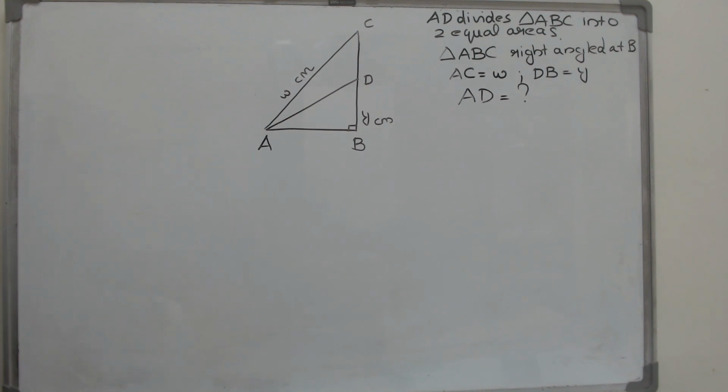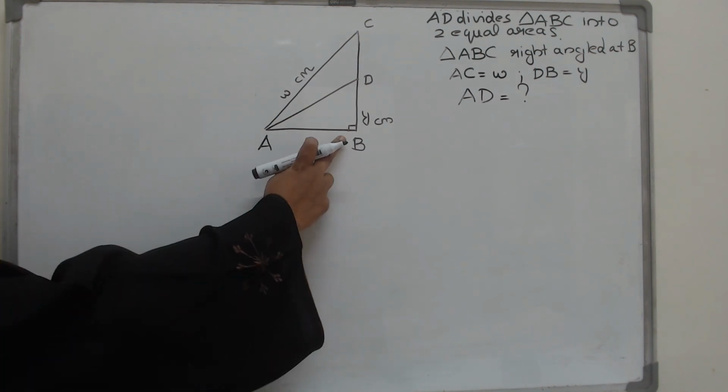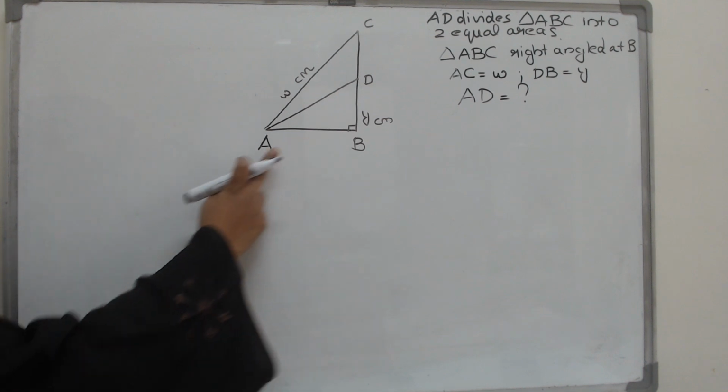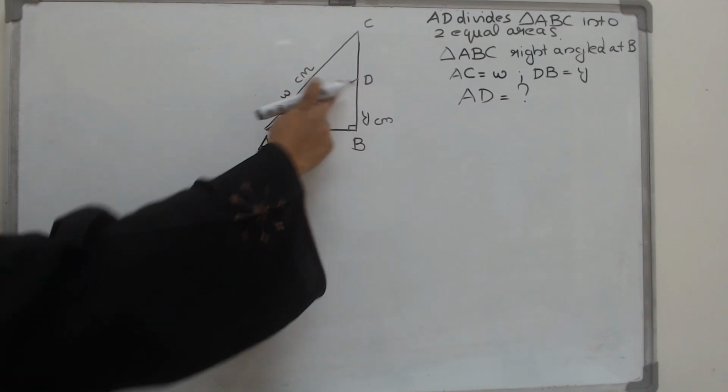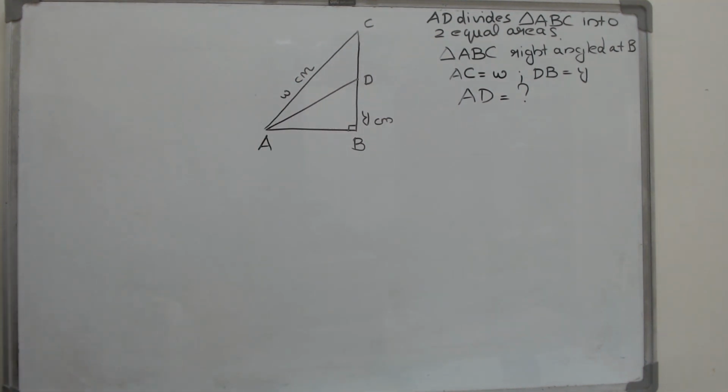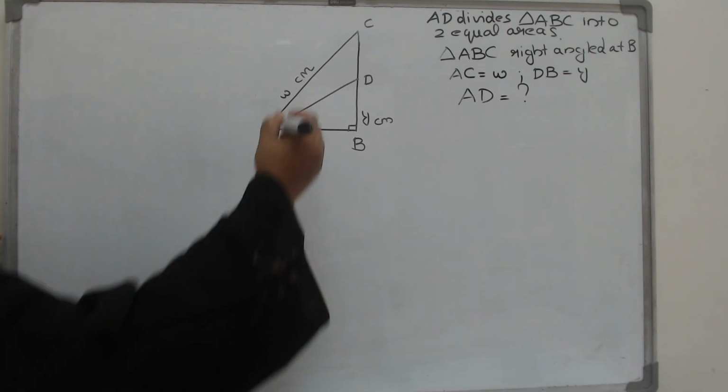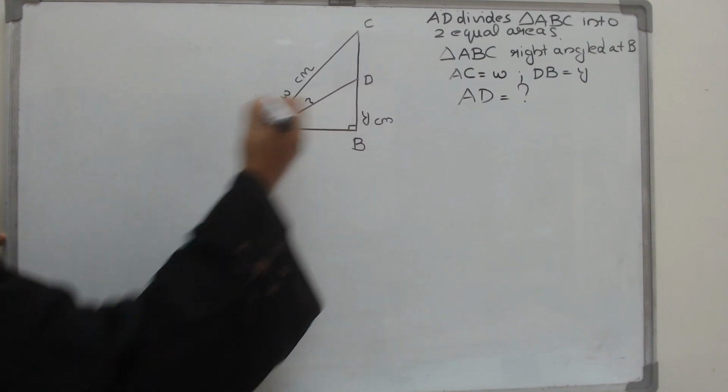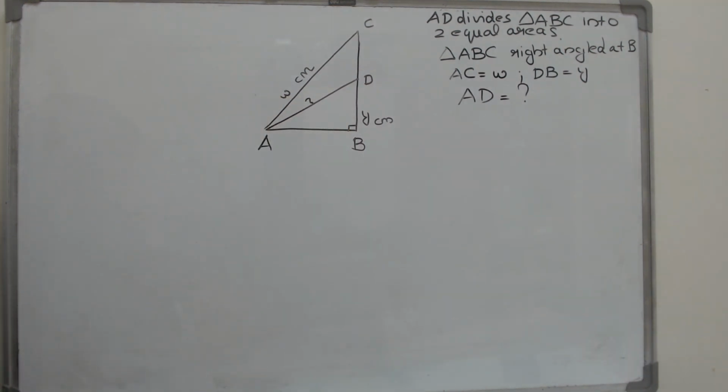Here we have a triangle ABC, right angled at B. We have a line segment AD which divides the triangle ABC into two equal areas. What we need to find is the measure of this line segment AD.